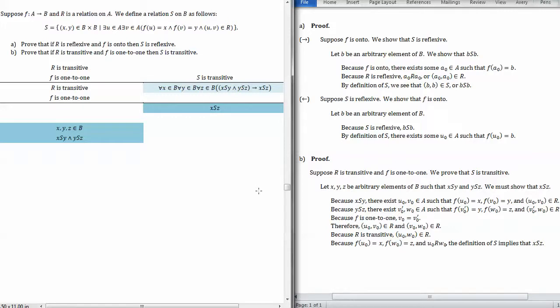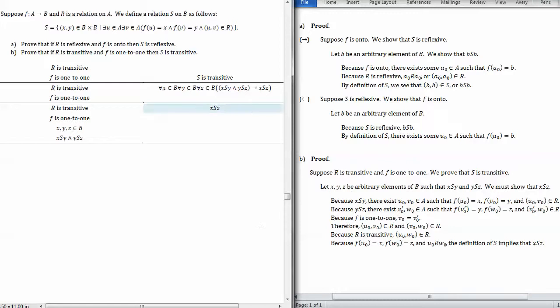And we will prove the universal by letting x, y, and z be arbitrary elements of B. And you remember all this from our picture, right? And then we'll do direct proof. Suppose that x is related to y, y is related to z. Prove that x is related to z. That's what it means for x, z to be in S.